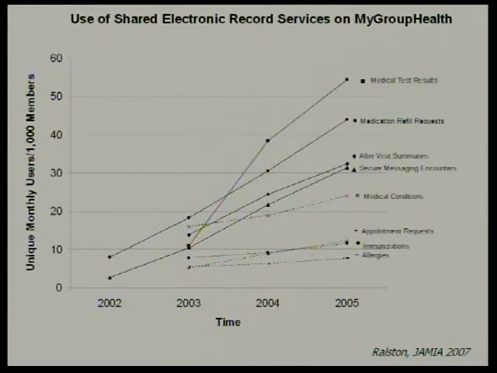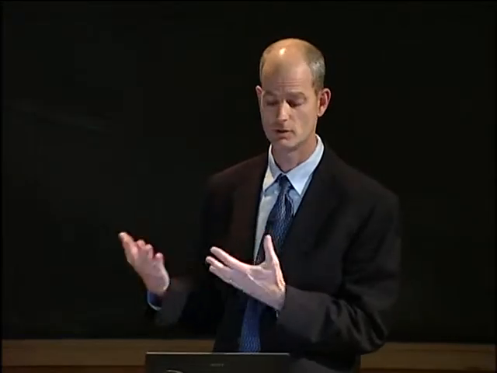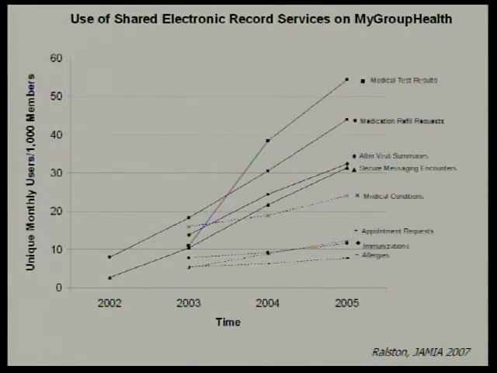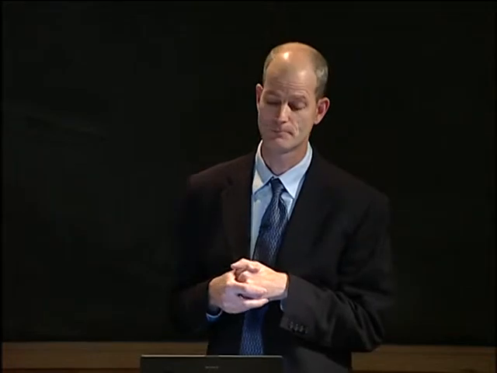So the most commonly used services, right up there, medical test results. It's the top hitter. Medication refill requests, after-visit summaries, and secure messaging with encounters. So those are the kinds of things that patients and doctors talk about all the time when they collaborate on care, particularly for chronic conditions. Less commonly you can see used are lists of medical conditions, immunizations, allergies, and appointment requests. So more passive information, used less and adopted less strongly.